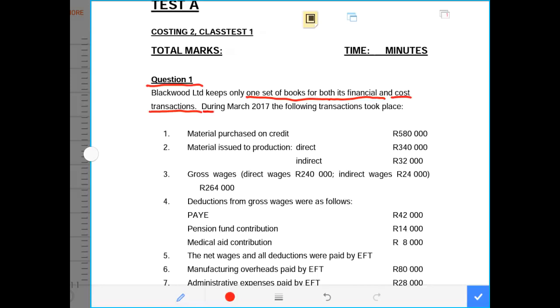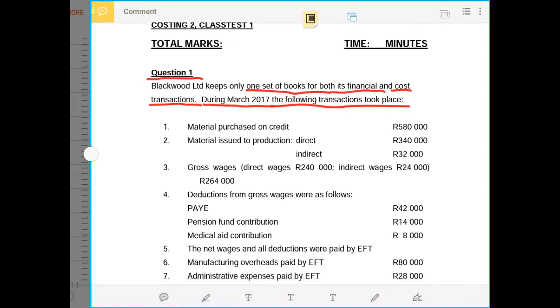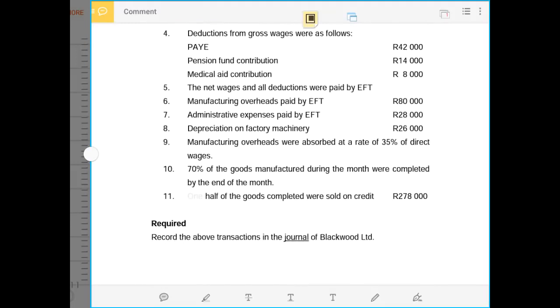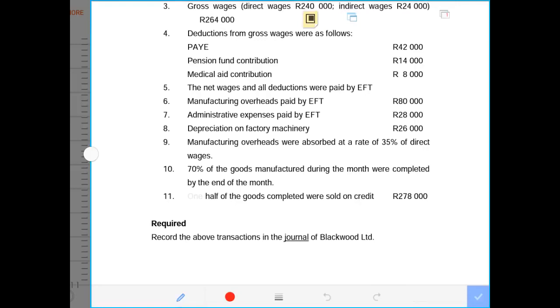Then it says during the month of March, the following transactions took place. I just want to check what we are required to do before I go through the transactions. The first one says record the above transactions in the general journal. So this is the main focus. We are doing the general journal of Blackwood Ltd.